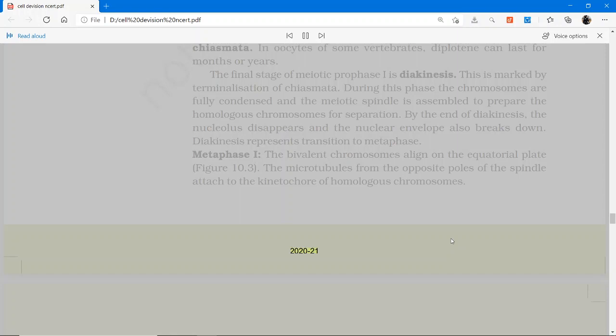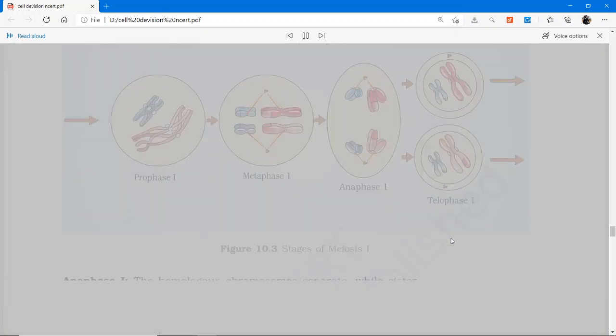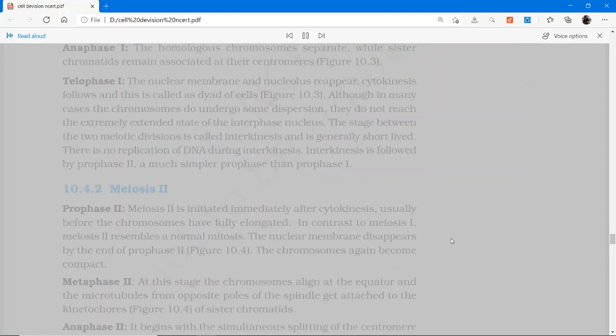Cell cycle and cell division. Anaphase I, the homologous chromosomes separate, while sister chromatids remain associated at their centromeres, figure 10.3. Telophase I, the nuclear membrane and nucleolus reappear, cytokinesis follows, and this is called as dyad of cells, figure 10.3.